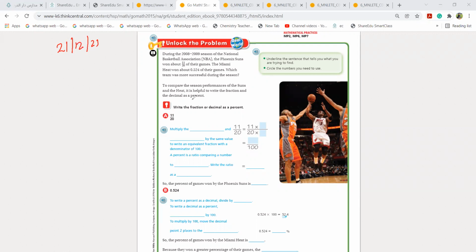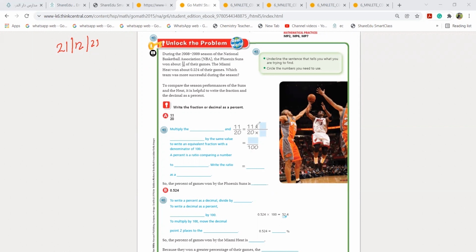During the 2008-2009 season of the National Basketball Association, the Phoenix Suns won about 11/20 of their games. The Miami Heat won about 0.524 of the games. Which team was more successful during the season? Now here, girls, we have to change the fraction or the decimal to a percentage. How are we going to do that? Look at it very carefully.